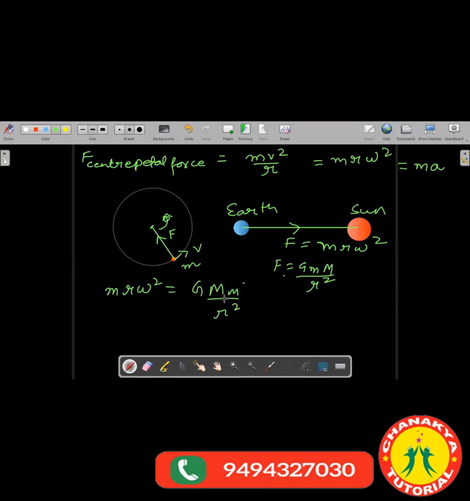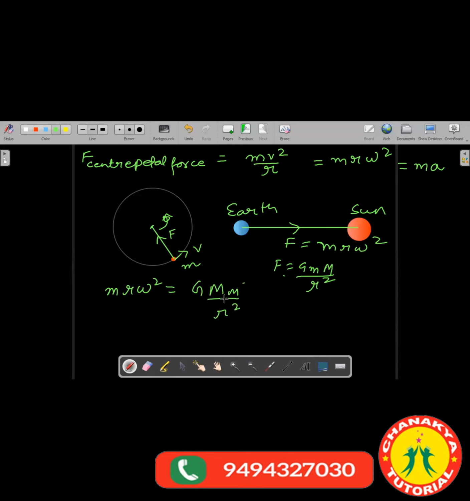M is the mass of the Sun, which is constant here. 4 is also constant and pi is also constant. So from this, we obtain r cubed is proportional to T squared, or you can say T squared is proportional to r cubed. So this is what we studied in Kepler's laws of planetary motion. So everywhere when you observe an object is moving in a circle, it must require a centripetal force. Without the centripetal force, it's not possible for an object to revolve in a circle. Okay. So such are the centripetal forces everywhere.